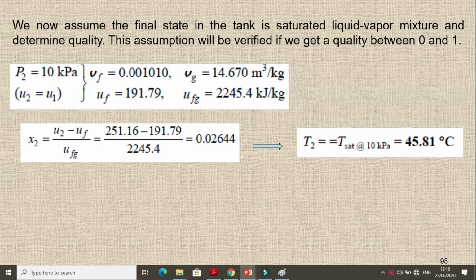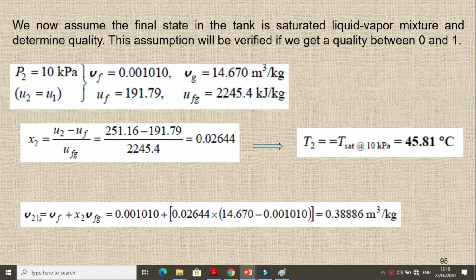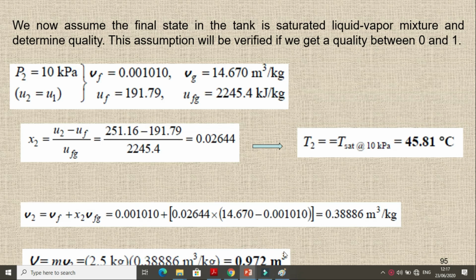Now after finding the temperature at state 2, we can easily find the specific volume at point number 2, because we have Vf and Vg, and we know the x value here. So V2 is equal to Vf plus x Vfg. But the issue is this is specific volume, and we have to find the final volume. The final volume is simply mass times the specific volume. So V is equal to m V2. We have the m value, then V2, and this gives 0.972 meter cube. So this is the final volume. In this way we can solve this question.